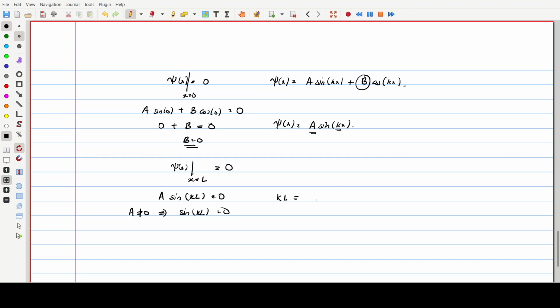So here k cannot be 0, so kL cannot be 0. The second possibility is, in order to make sine kL 0, kL can take the value pi, or 2 pi, or 3 pi, etc. Remember, kL cannot be 0 because kL equal to 0 implies k equal to 0. That implies psi of x equal to 0 always. So this is not permissible.